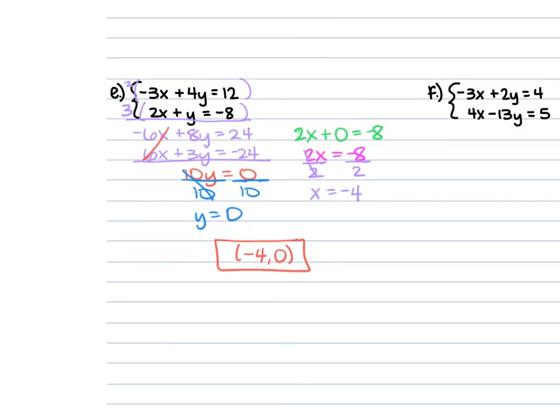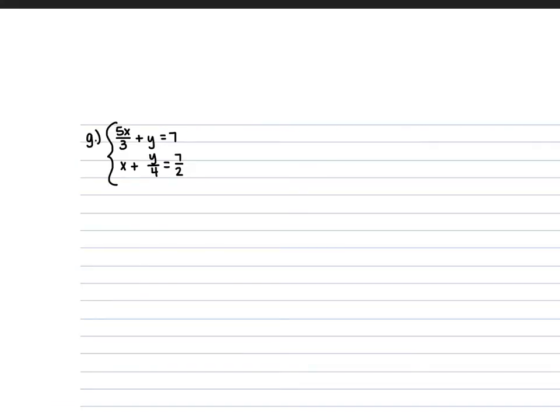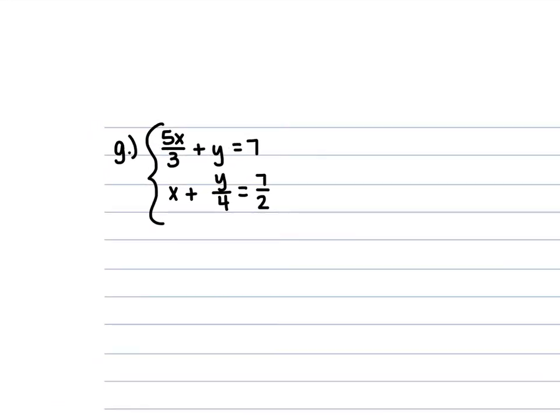This next equation we actually already did. If we look at our next example, we have 5 over 3 x plus y is equal to 7, and x plus y over 4 is equal to 7 over 2. If you want, you can get rid of these fractions. The only thing you'd have to do is multiply the entire top equation by the least common denominator there, so that would be 3. Bottom equation would be 4.